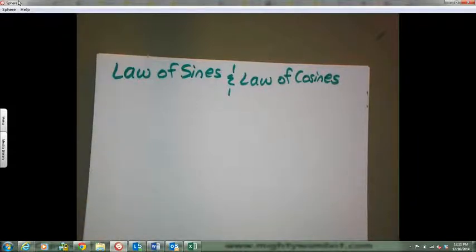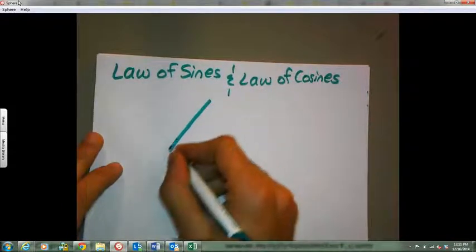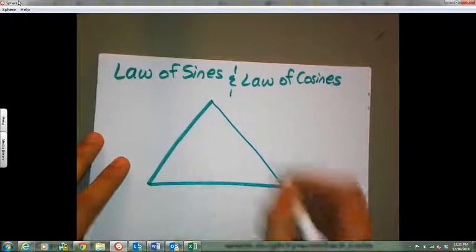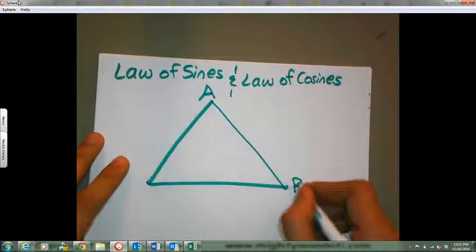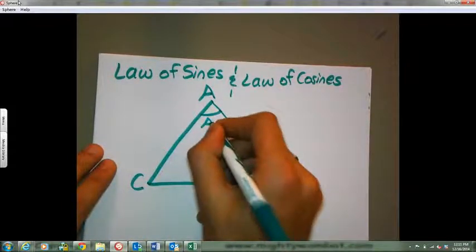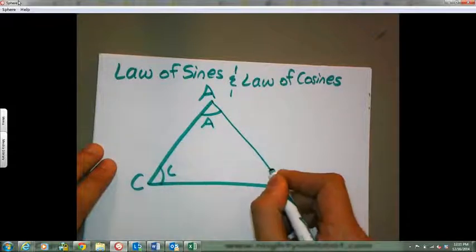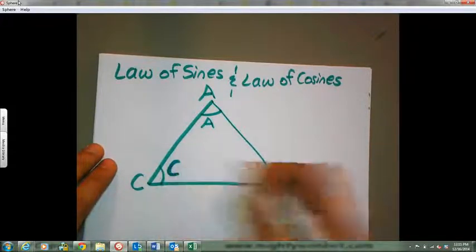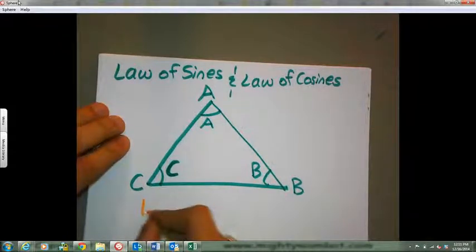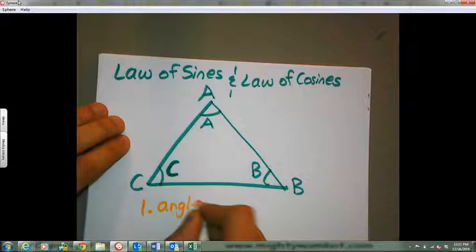Why do we have the law of sines and law of cosines? Well, before I tell you, let me take you on a stroll down memory lane. So let's draw a triangle here, call it A, B, C. And this is angle A. This is angle C, big C, like a big uppercase letter. This is angle B. And there are some interesting things we know right off the bat. The first thing we know right away is that the angles sum to 180 degrees.